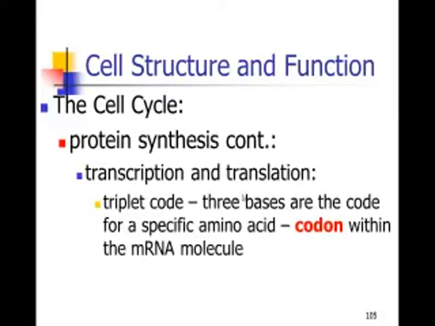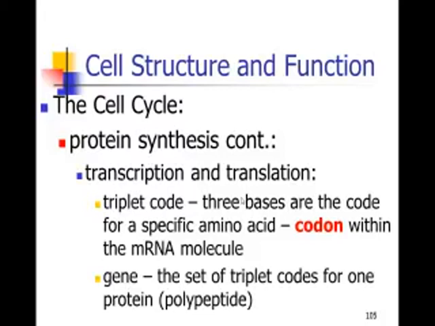Good thing. So there are going to be three bases associated with the code. This is a codon, and that's going to be within the messenger RNA molecule. So you can think of groups of three, each of which specifies a specific amino acid. The gene then is going to be the set of triplet codes for one complete protein or polypeptide. And that gene then should give the instructions for the cell on how to make whatever that protein is.